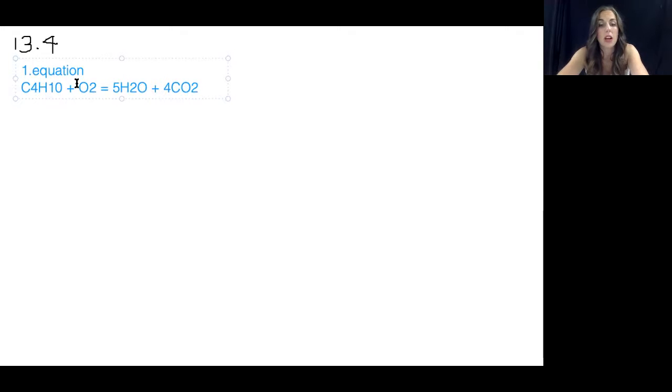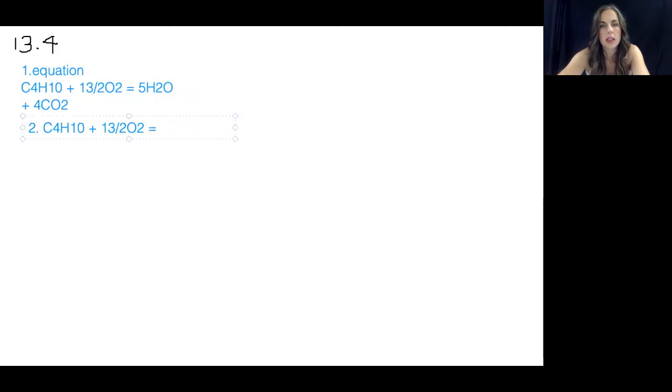So we're going to have to do a fraction. So 13 divided by 2 oxygens. Oh no. Okay, sorry, I was just trying to make it look better for you guys, but it's not going to work. Oh dear. Okay, we're balancing here. So let me just go to step 2, balancing, and we'll keep going. I messed it up. Okay, 13 divided by 2, and that's O2 molecules, and that's going to produce 5 H2O plus 4 CO2.